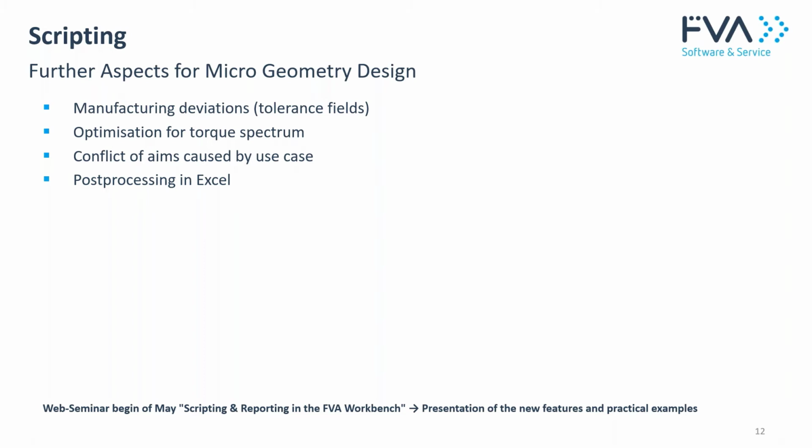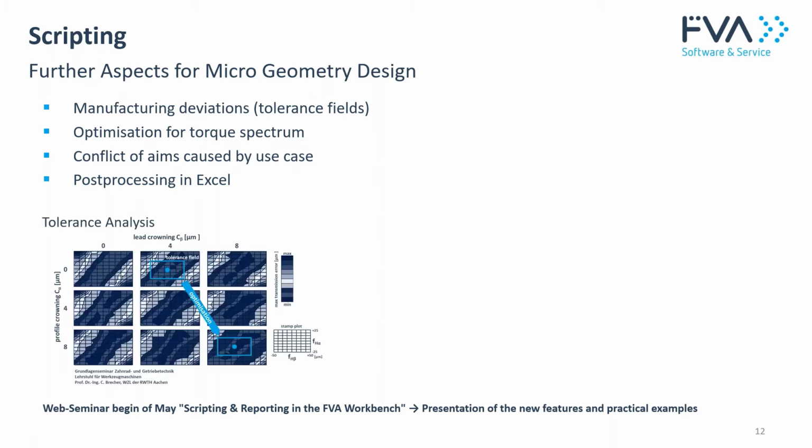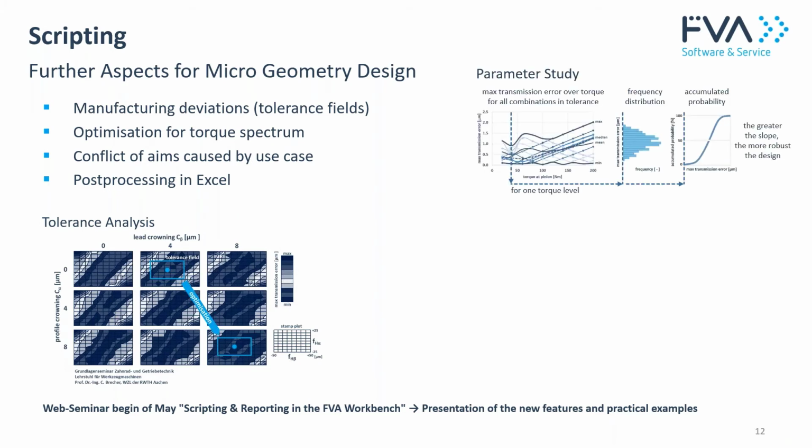Here we can see the tolerance analysis of the micro-modifications by WZL Aachen. This is a nice post-processing in the form of stamp plots to find the tolerance range with low transmission errors. Next, we can see a tolerance analysis over torque with a possible post-processing for frequency distribution and the accumulated probability, to get with which probability a transmission error occurs.